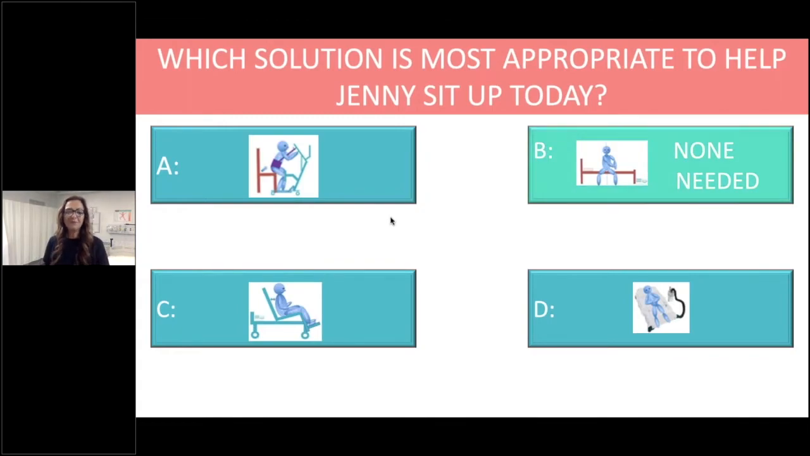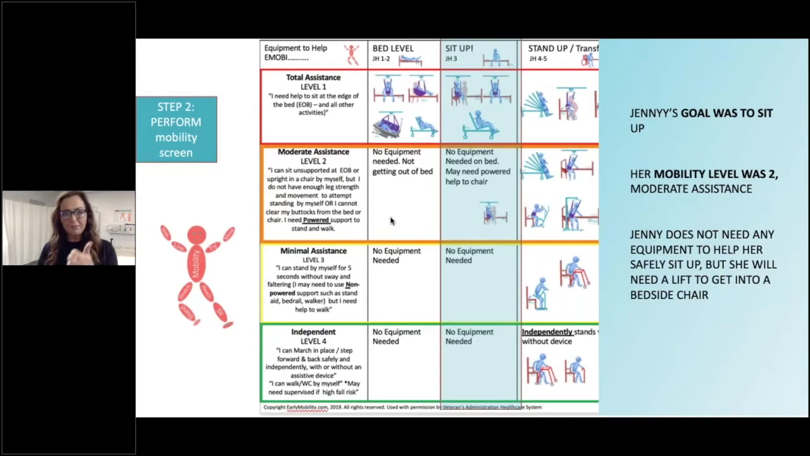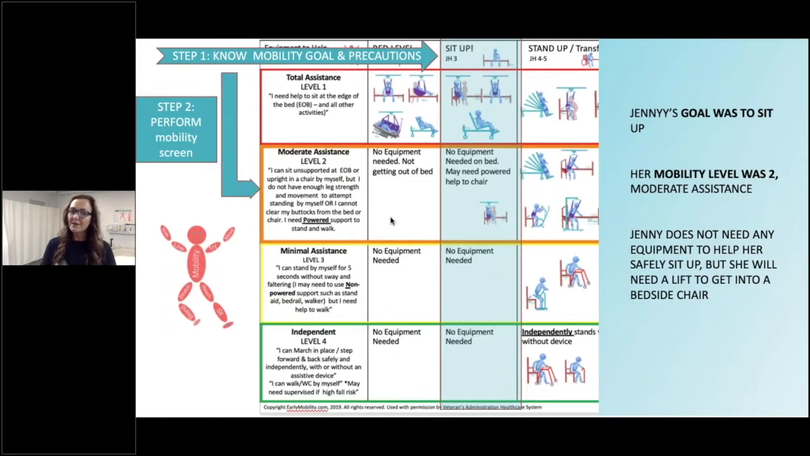Hopefully you answered B. Jenny's goal is sitting. She does not need equipment because she passed that test to do so. So remember PO meds, vital signs, meals. Jenny can sit with her heels on the floor. She can do that by herself. Jenny's goal was sitting up. But Jenny's mobility level was different, right? She was a level 2. She does not need any equipment to sit her up.